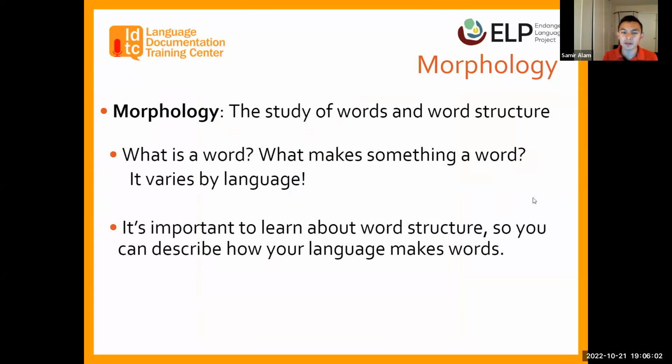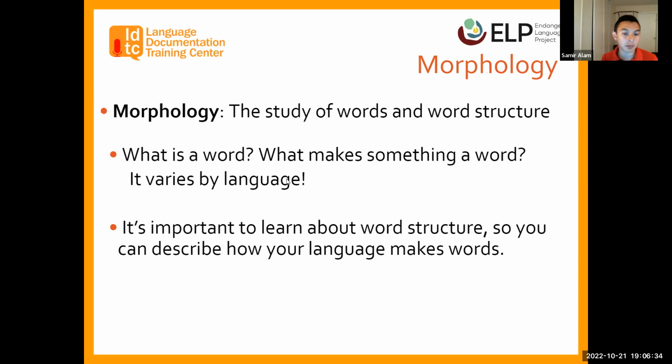This might seem very trivial on one hand. Let's say we're talking about English. In English, the way we typically define a word, when we're looking at written language, is anything that is set apart by a space, right? So in this first sentence, "the study of words and word structure," each of those units of sound that's separated by a space is what we can think of as an English word.